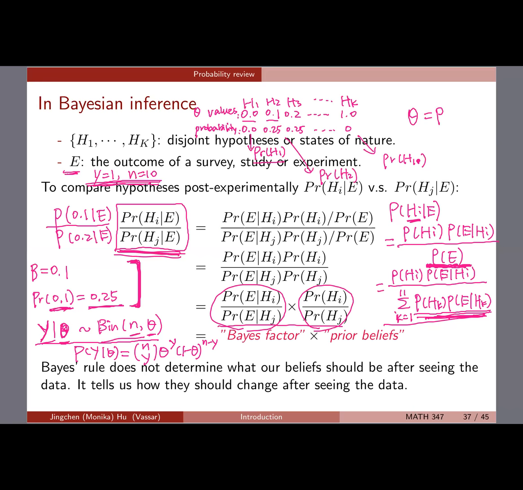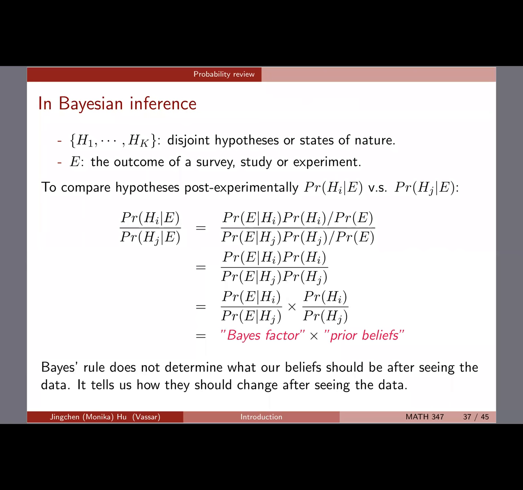Lastly, down here, I put a comment. Bayes' rule does not determine what our beliefs should be after seeing the data. It tells us how they should change after seeing the data. From this particular breakdown of the ratio of the posterior, I hope you also see that.